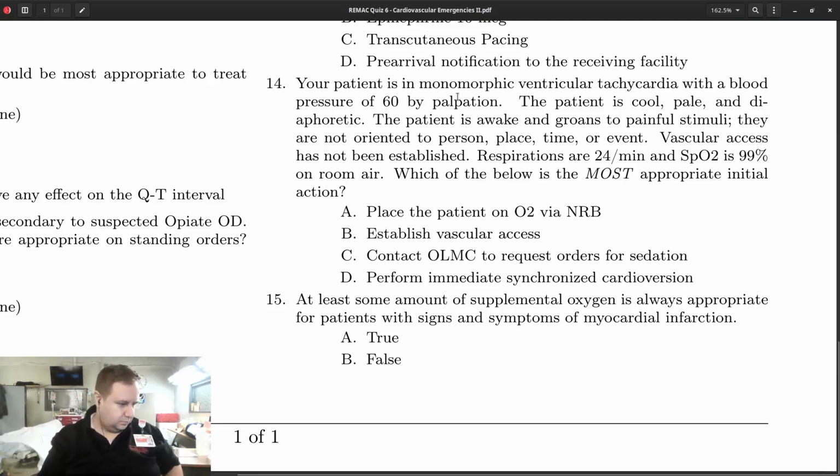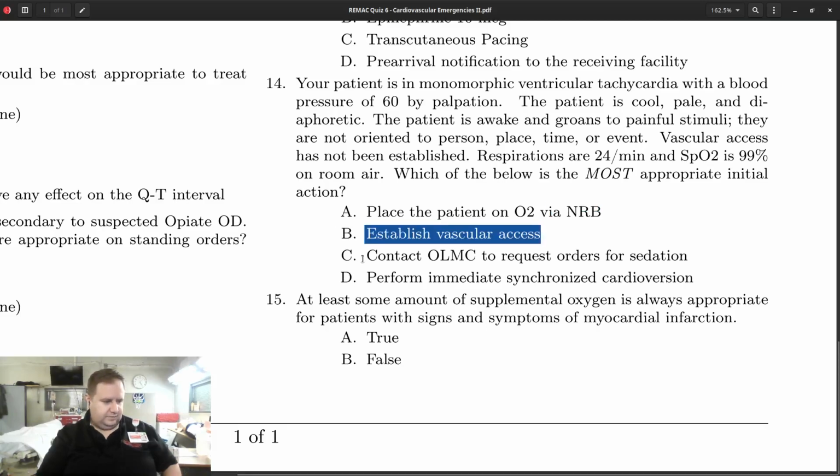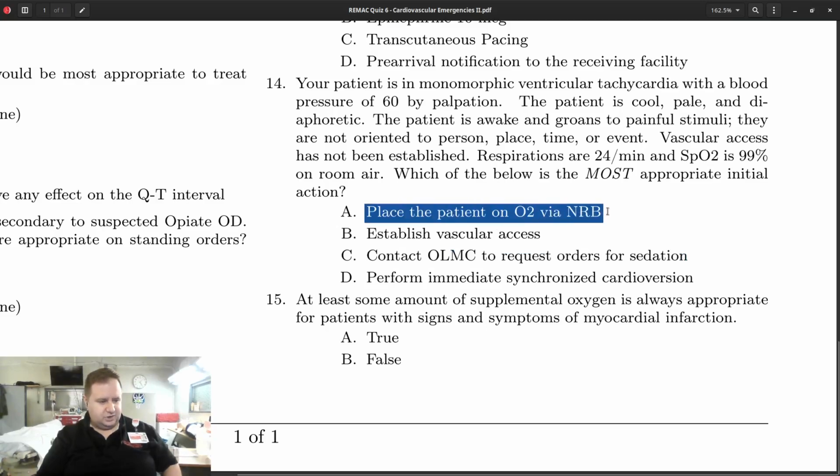Okay, so your patient is unstable. They are in monomorphic V-tach. You need to cardiovert them. You don't have time to establish vascular access. You don't have time to get orders for sedation, and they don't need oxygen because their SAT is 99%. You need to immediately cardiovert them, period.